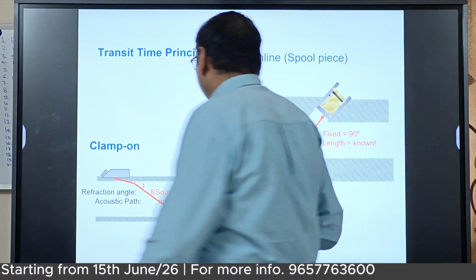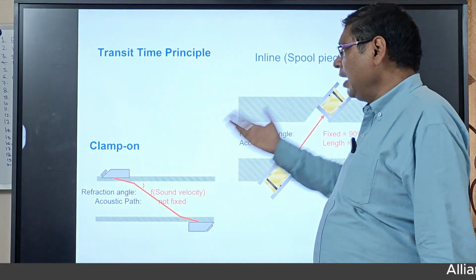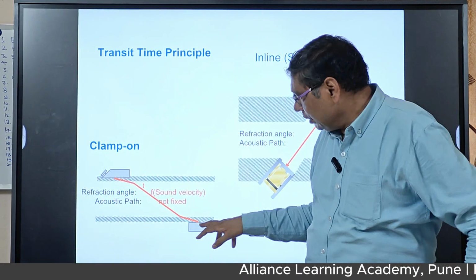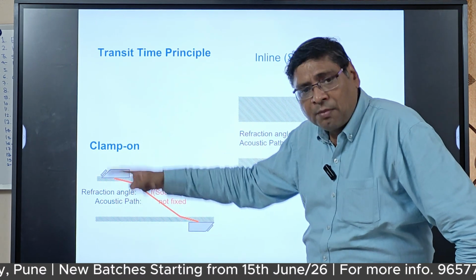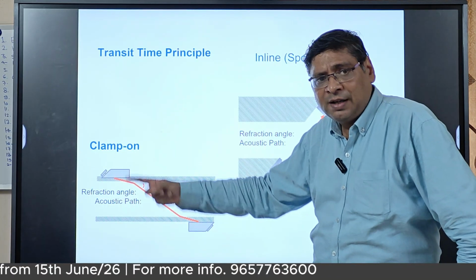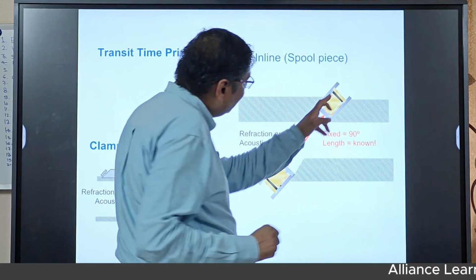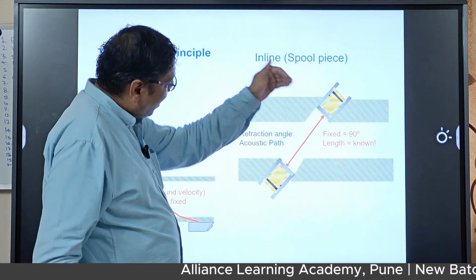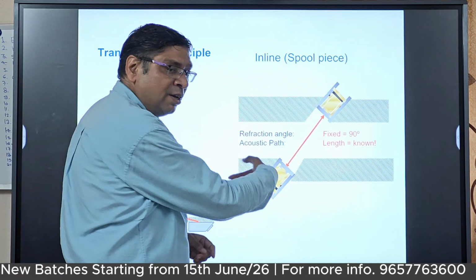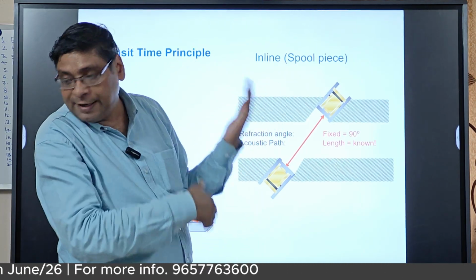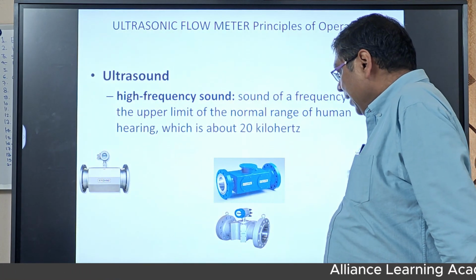Now you see two types here: this is the clamp on and this is the inline. Here the sensor is on the pipe, tied with a chain or some other arrangement, and in between there is grease. For the other type, at the side they make a hole with some angle and weld a spool. On the spool there is a sensor, and the arrow means they are talking to each other. The spool type is the inline.